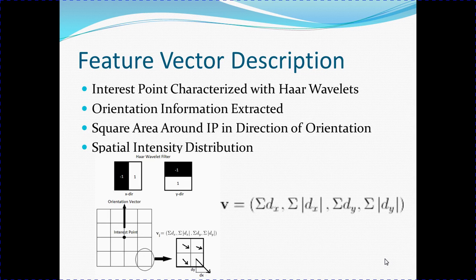Okay, so once interest points have been detected, they're characterized using first-order Haar wavelets to extract intensity distribution and orientation information. First, a circular area around the interest point is set up, and then an orientation is assigned. Then a square area is aligned with that orientation, and a 64-dimensional feature vector is extracted for each interest point.